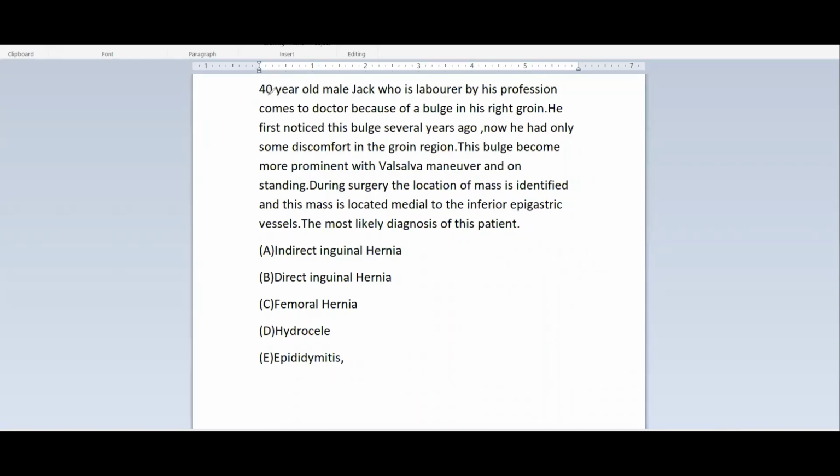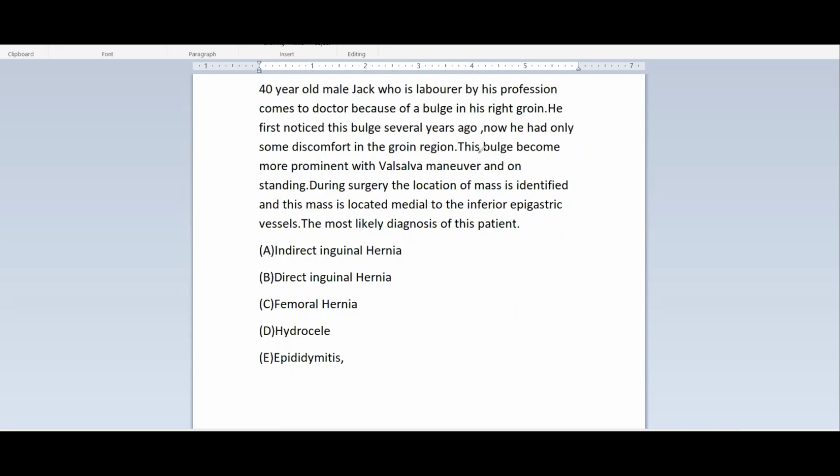Let's begin with the clinical vignette. A 40-year-old male, Jack, who's a laborer by profession, comes to the doctor because of a bulge in his right groin. He first noticed this bulge several years ago. Now he has only some discomfort in the groin region.